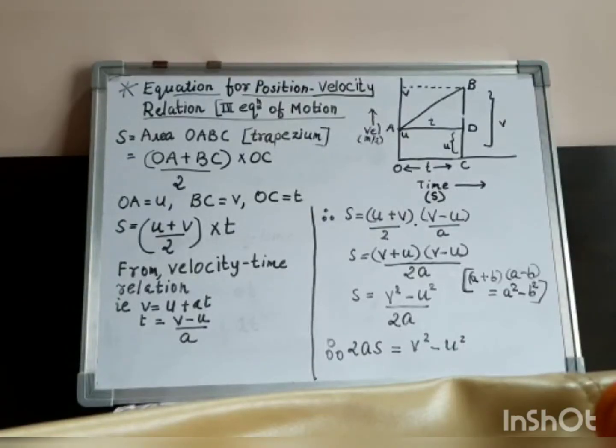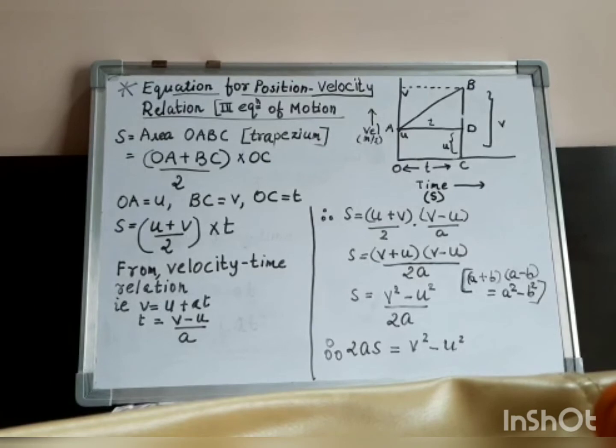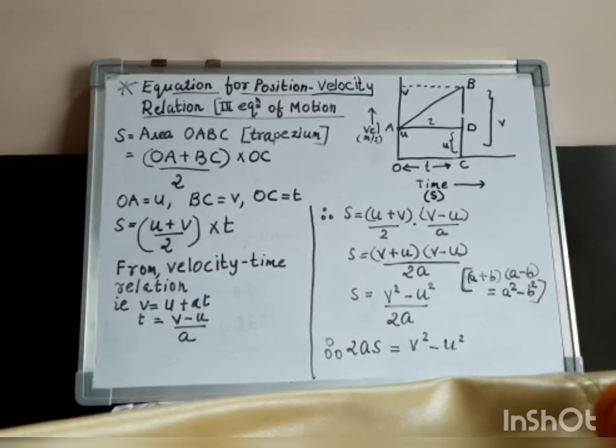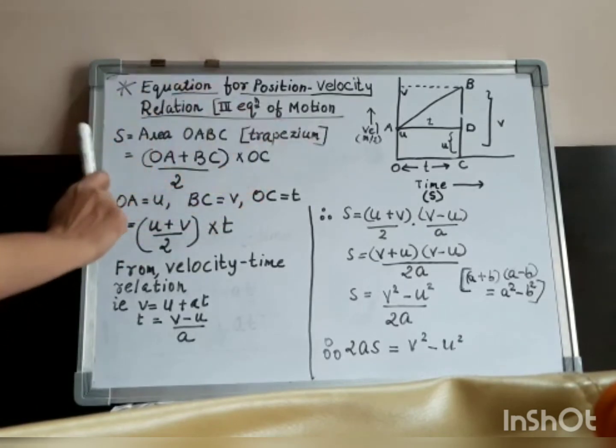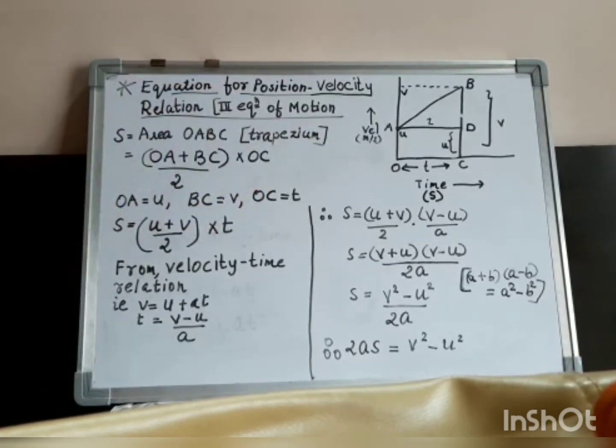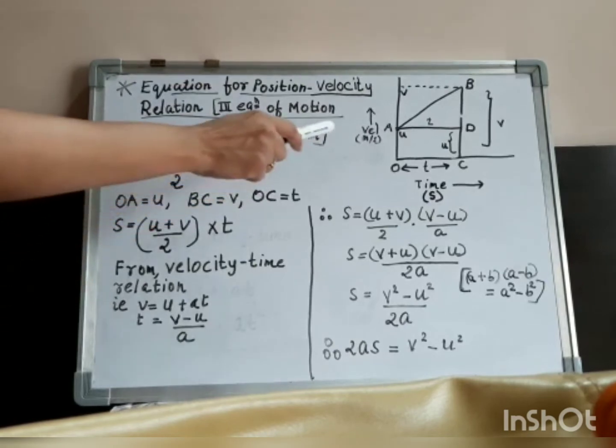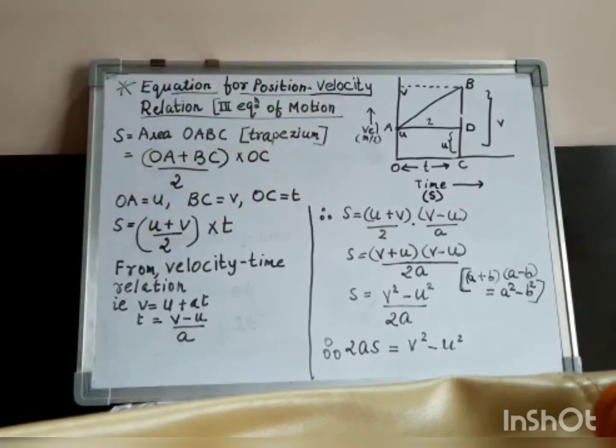Now we will derive third equation of motion, that is equation for position velocity relation. Okay, now again from graph we can say that distance traveled by an object is equal to area of trapezium O, A, B and C. Right? Now here directly we will write the values from graph, that is area of trapezium is equal to half height multiplied by A plus B. This is the formula. But what is actually A and B?